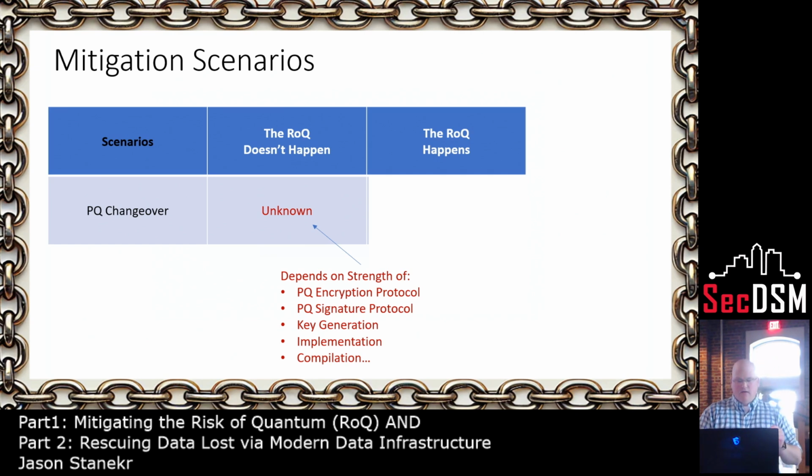And that is a problem both if the rise of quantum doesn't happen or if the RoQ does happen. So what else might we do? Some people say hybrid. Anybody heard of this? Hybrid cryptography? There's a lot of things that could be meant by hybrid cryptography.